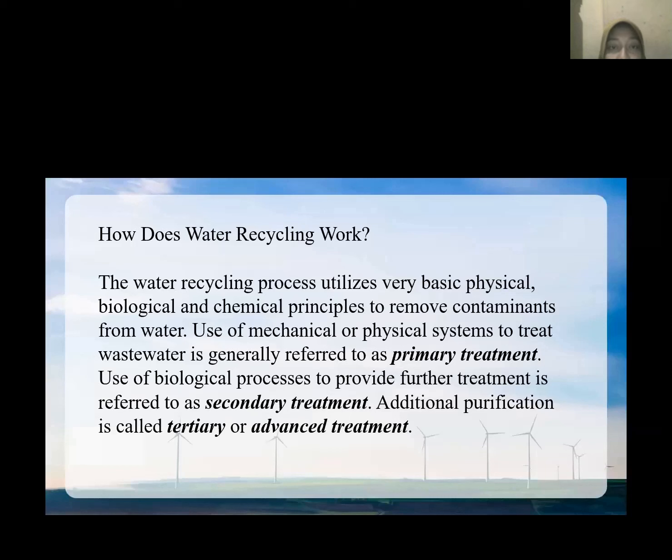How does water recycling work? The water recycling process utilizes very basic physical, biological, and chemical principles to remove contaminants from water. Use of mechanical or physical systems to treat wastewater is generally referred to as primary treatment. Use of biological process to provide further treatment is referred to as secondary treatment. Additional purification is called tertiary or advanced treatment.